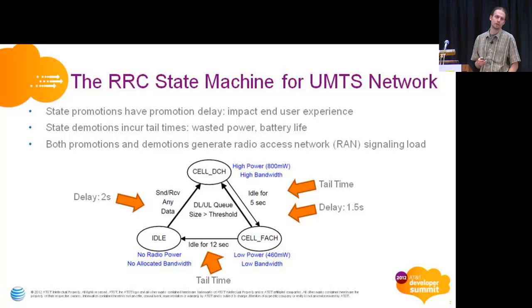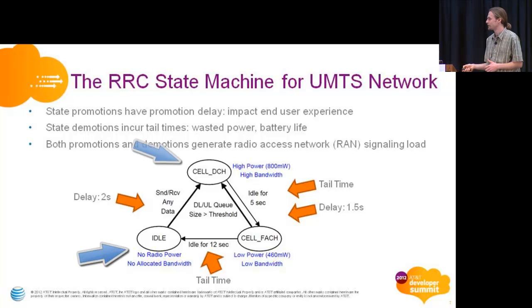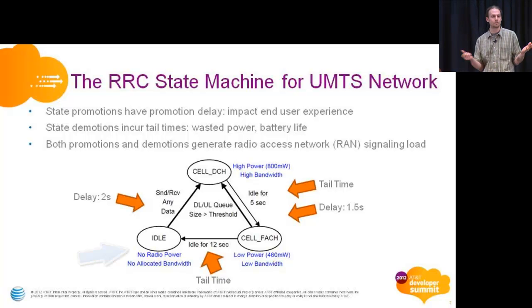So what is a state machine? This is a state machine for the 3G network. Every single mobile network has a state machine. There are three states in the 3G UMTS state machine. You have idle, DCH, and FACH. It's a triangle. When you're in idle mode, the radio's off. When the radio's off, you can't connect, but you're also not draining the battery.